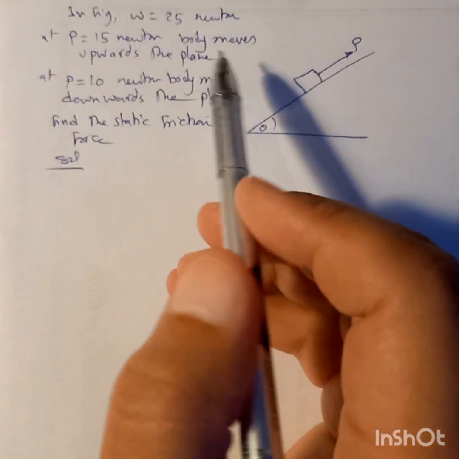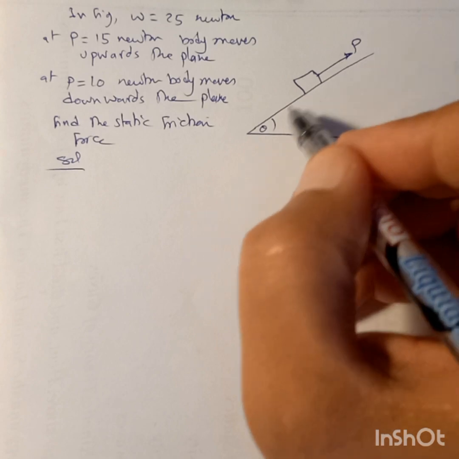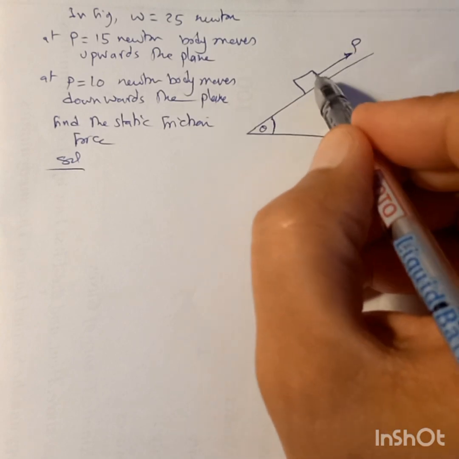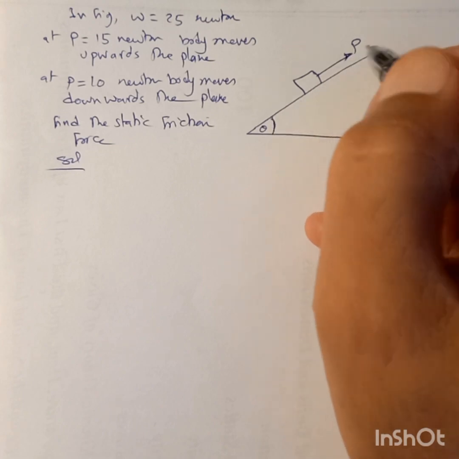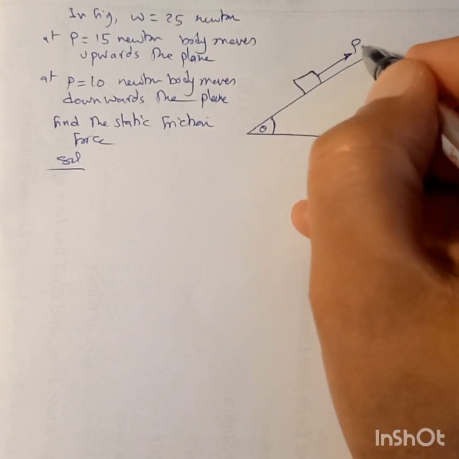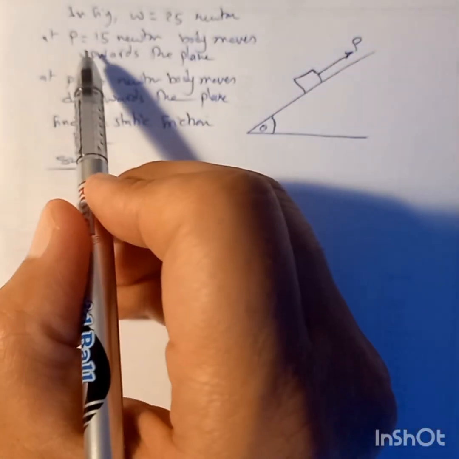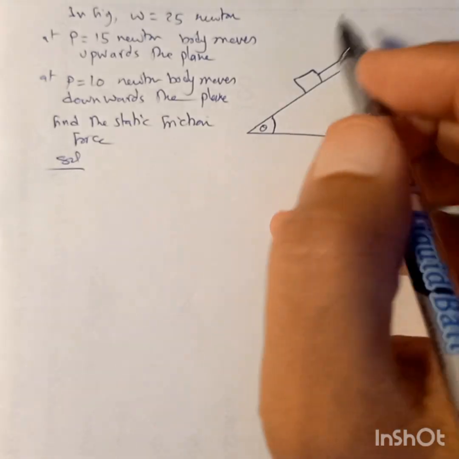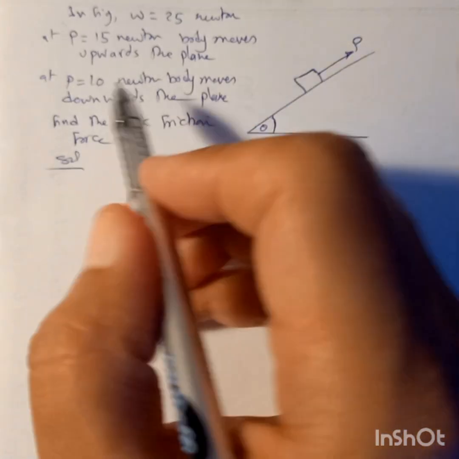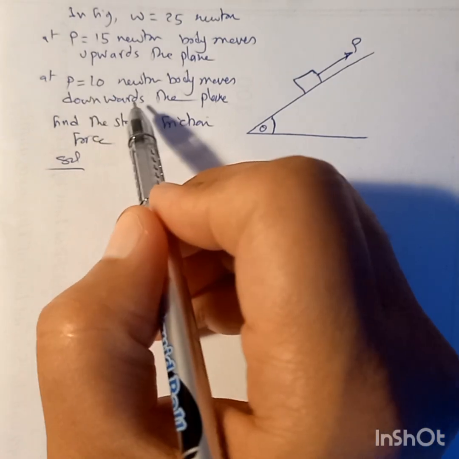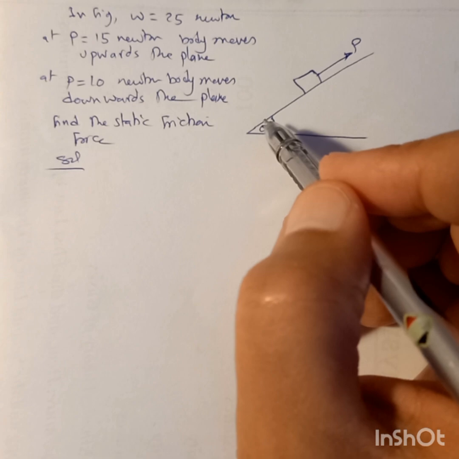I have another example. In this figure, the body is placed on this rough inclined plane. Inclination angle is theta, and acted upon by this external force P parallel to this inclined plane and acts in upwards direction like this. If the weight of the body is 25 Newton, when P equals 15 Newton, the body is about to move upward the plane. When P equals 10, then the body is about to move downward the plane. Find the static friction force.